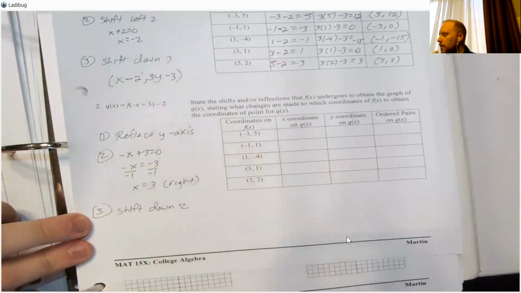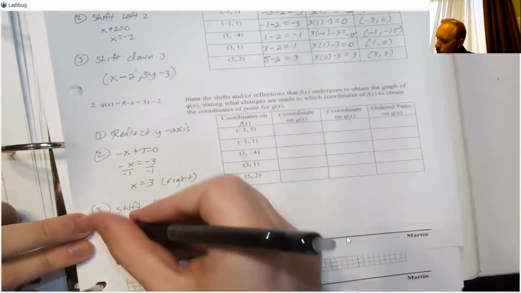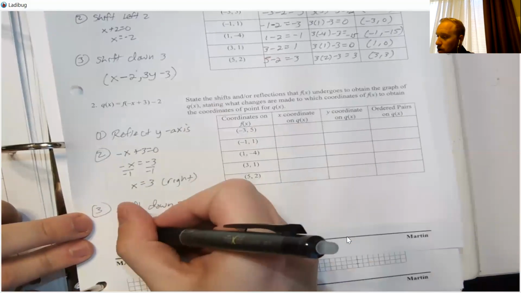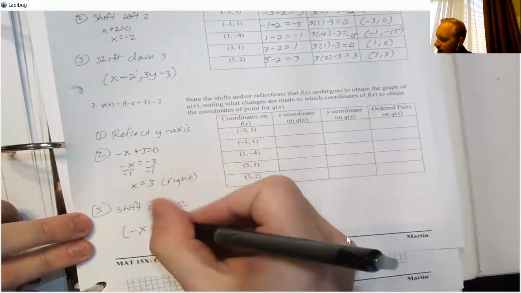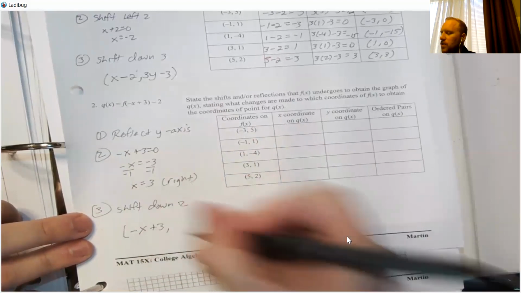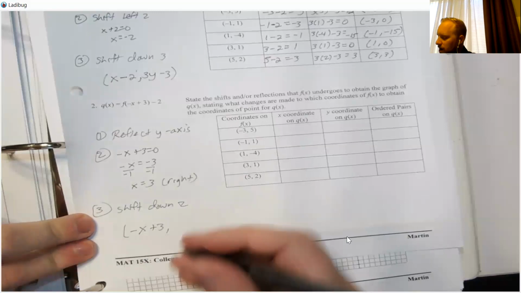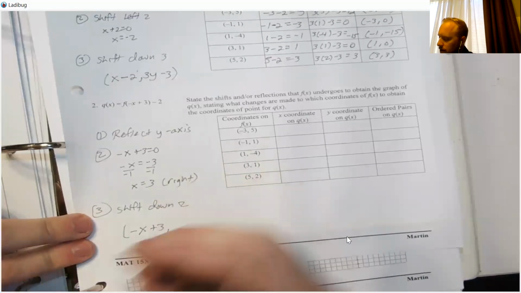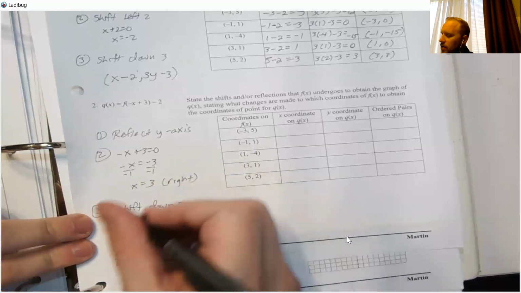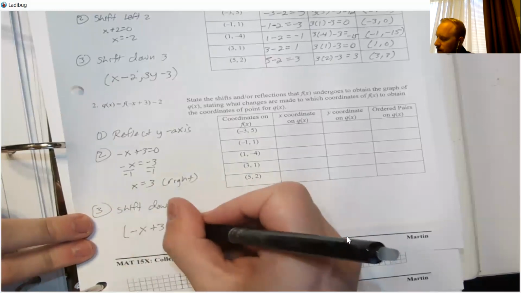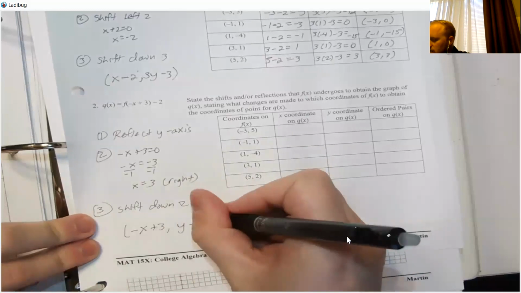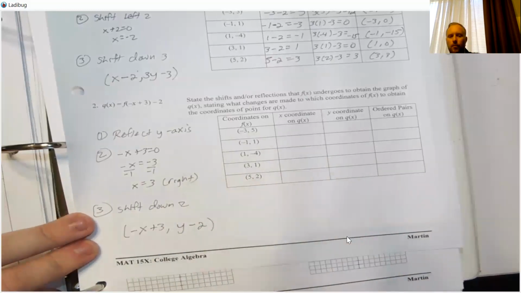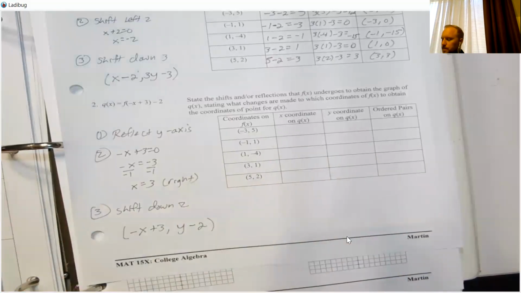Okay, so we're going to put all of this together. If we were to write the point, our x value is negative, or we're changing the sign, and it's going to the right 3. So the x value is the horizontal one. And then the y value shifting down 2 means our y value is going -2. So each of our points would follow these rules.